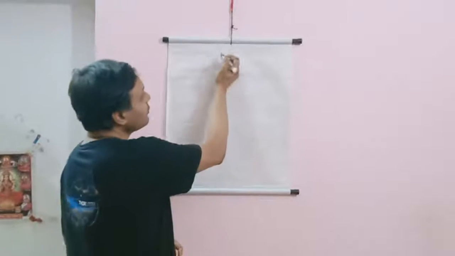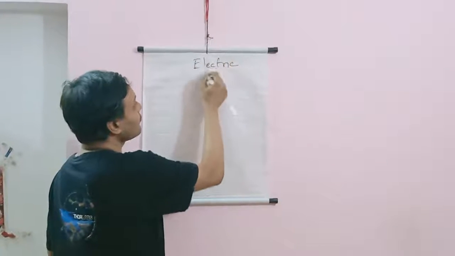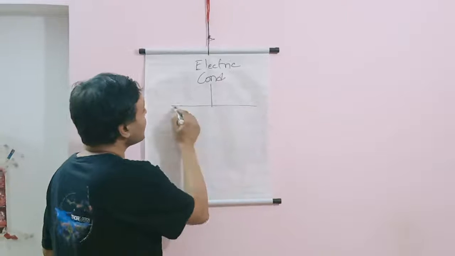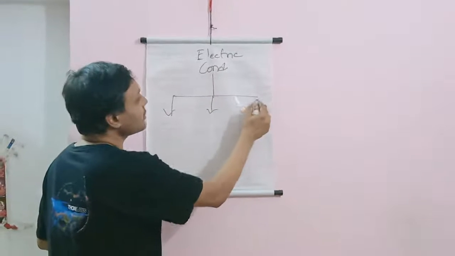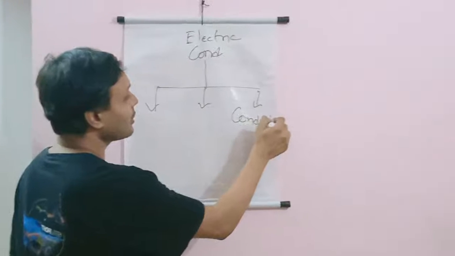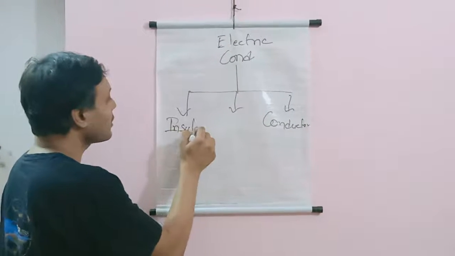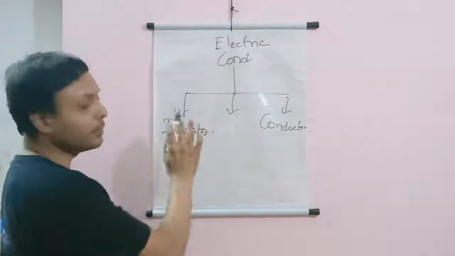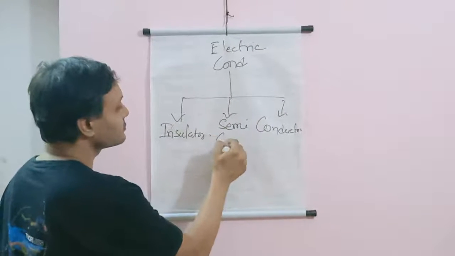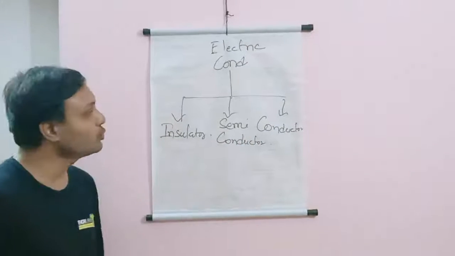So in terms of electrical conductivity, materials can be classified into three basic elements. One is of course conductor, another is of course insulator, and in between conductor and insulator, semiconductor. Now we will go through one by one.